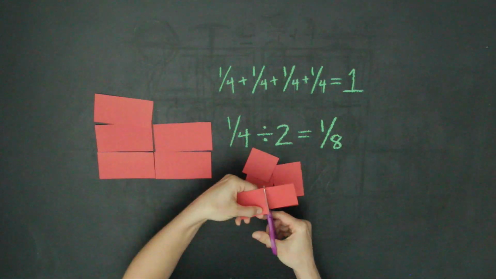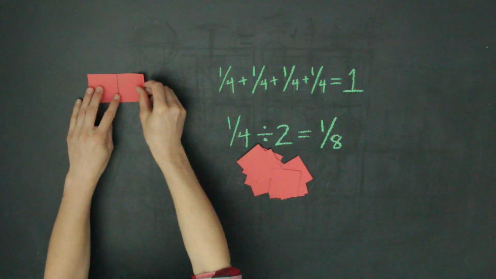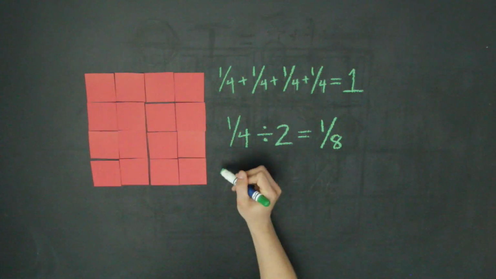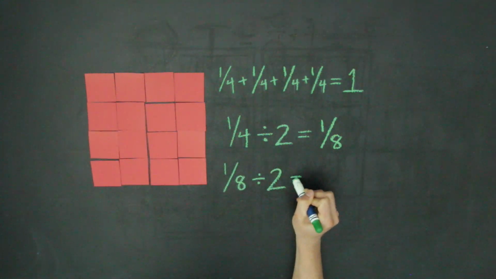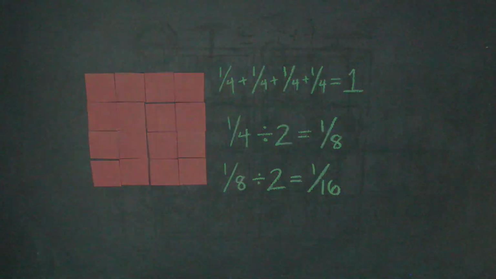Now have your students even further divide these notes. Have them cut a 1/8 piece in half. What part of a whole does this represent now? 1/8 divided by 2 is 1/16. Students can now use these smaller pieces, 1/4, 1/8, and 1/16, to show sound length.